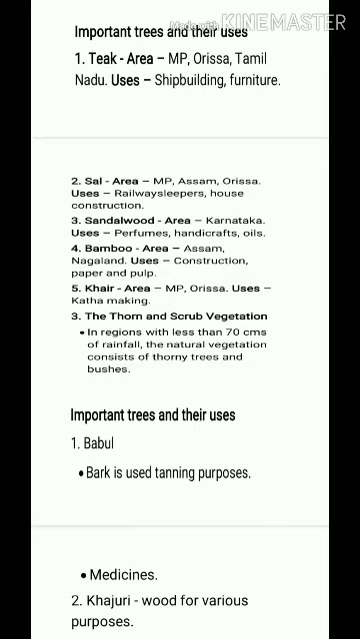In this type of vegetation, in regions with less than 70 centimeters of rainfall, the natural vegetation consists of thorny trees and bushes. The trees are less dense and small in size, but their roots are thick and long so that they can use the underground water in the best possible manner. Their barks are thick to prevent excess evaporation. These are found in Rajasthan, Madhya Pradesh, Uttar Pradesh, and Haryana.